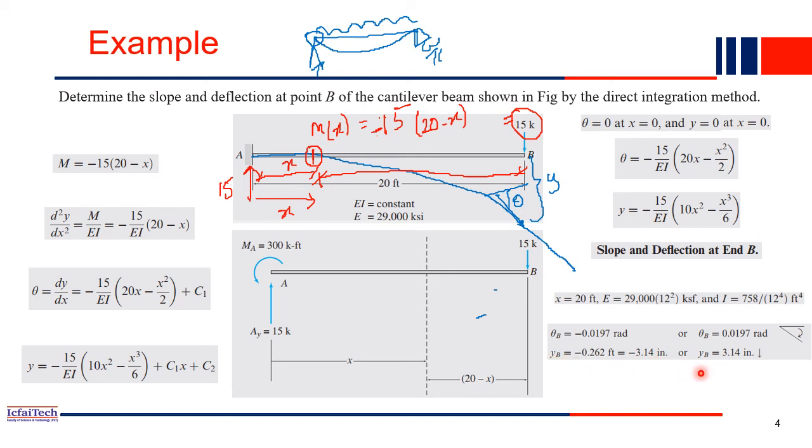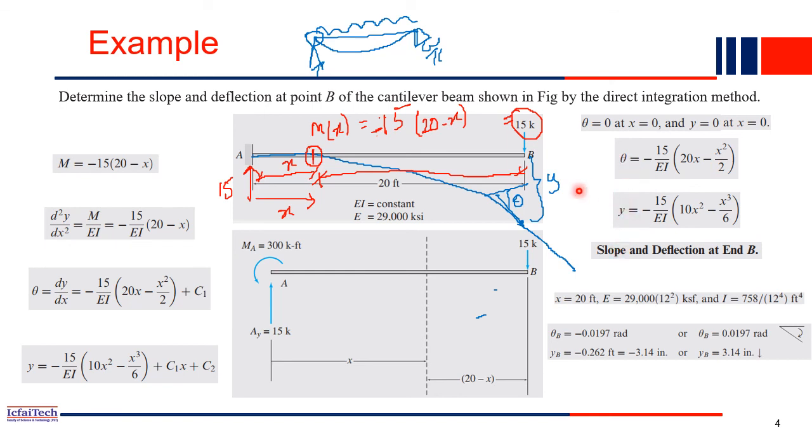That is YB. Now if the question says to find the deflection at the midpoint of the beam, midpoint means x equal to 10 now. So just simply substitute x equal to 10 in this equation. You will get theta and y at the midpoint. Like that, at any point, just simply putting the value of x, you will get the value of theta and the value of y.